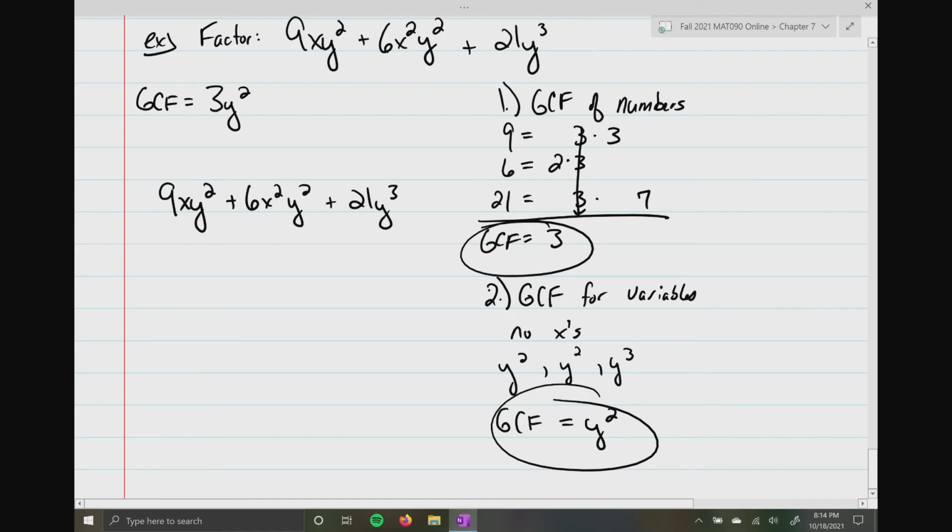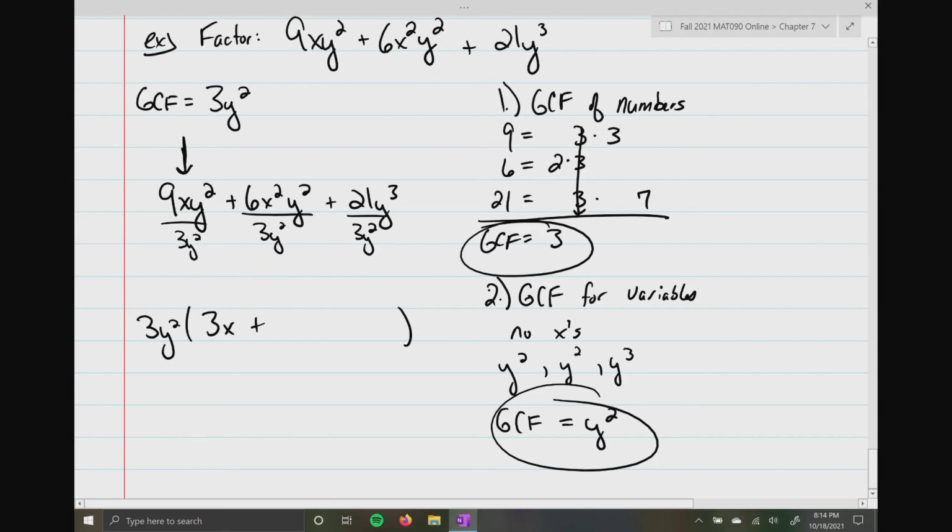And now I know my GCF is going to be 3y to the second. So the only thing I need to do is just divide every single term by my GCF, which is 3y to the second. So let's take it one step at a time. For the first term, 9 divided by 3 is 3. The x doesn't reduce. Y to the second divided by y to the second is 1.